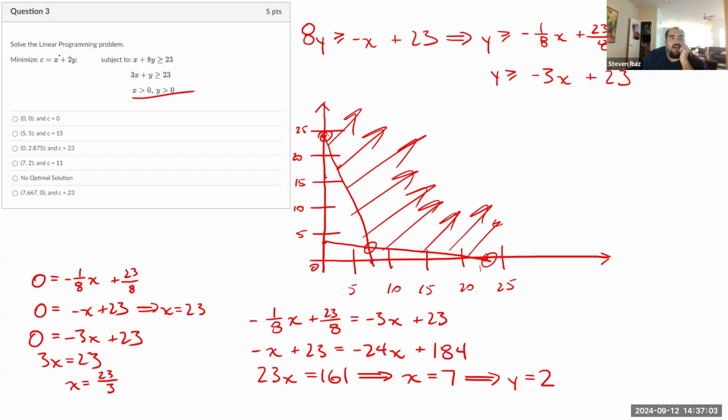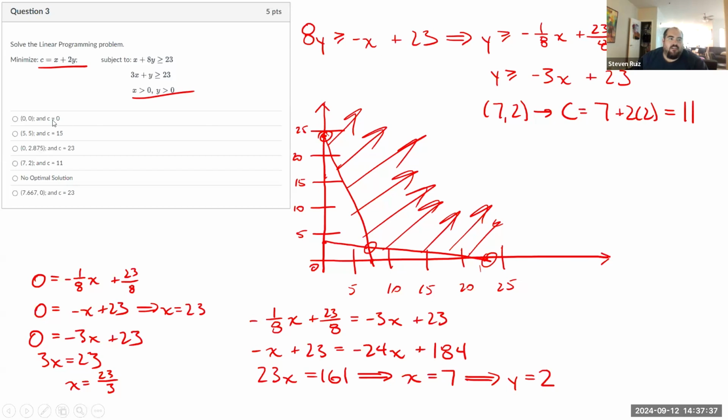And we're trying to minimize c equals x plus 2y. So at the point 7, 2, I get that c is equal to 7 plus 2 times 2. That's 11. Just to be safe, we should probably check some of these other choices here. So I believe, based on what I've done so far, that 7, 2 is the best case scenario. Let's go through the rest of these choices though.